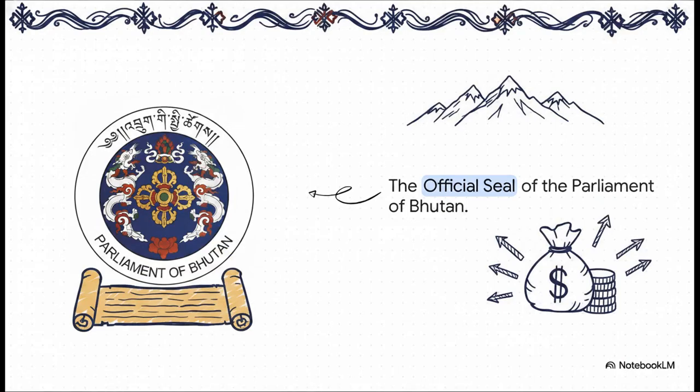Right out of the gate, we need to remember where all this begins. The official seal of the Parliament of Bhutan is this really striking emblem, and it serves as a powerful reminder that we aren't just looking at some random financial guidelines today. We are diving into foundational official state legislation. This document represents the sovereign law of the land, carefully debated and drafted to guide the nation's entire economic future.